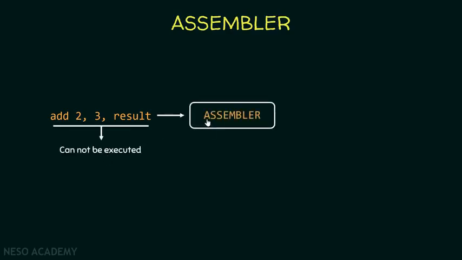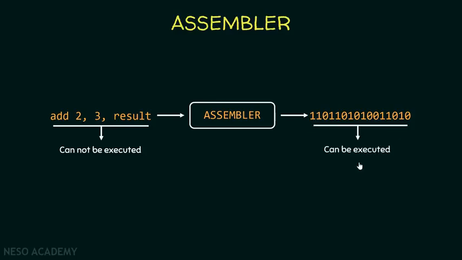So let's talk about the assembler. Suppose that we have this assembly code over here. As we said, it cannot be executed. So this code is given to the assembler, and the assembler translates this code to machine code. And now this code over here can be executed. And this is how we can execute assembly code.